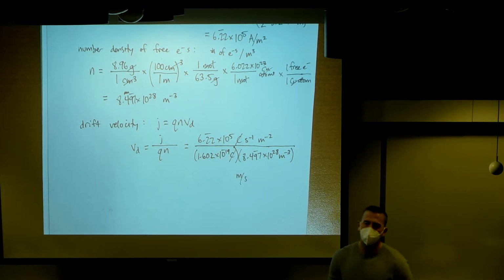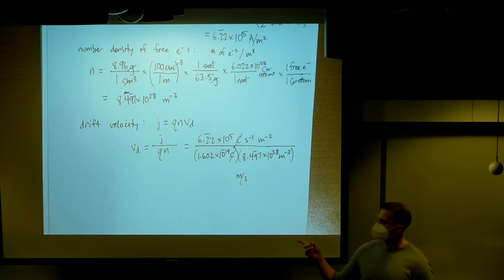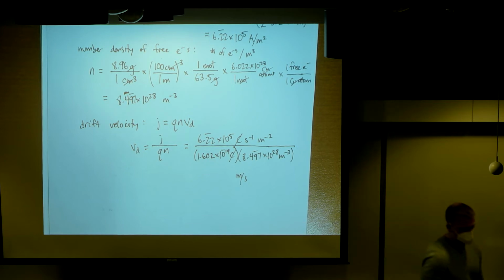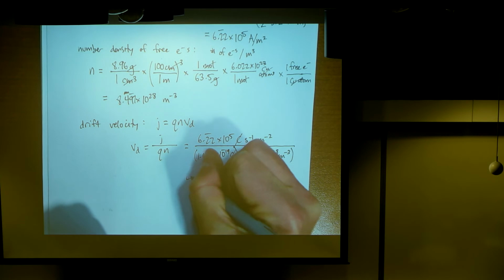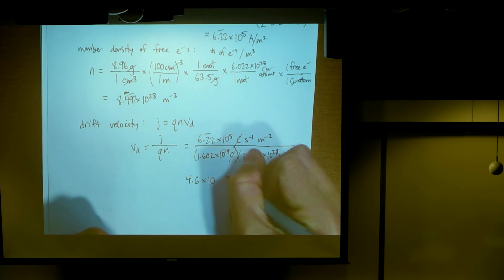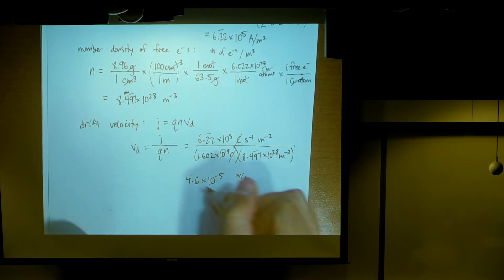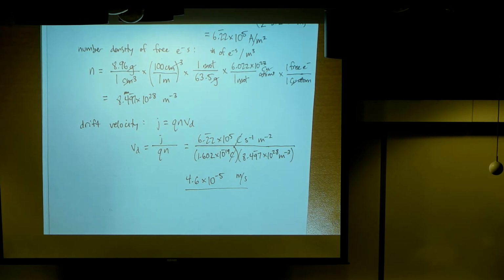You said it was a small number. Is that because the amount of electrons, so there are so many collisions happening, it's reducing? Yeah, that's right. But let's just get the number first, then we'll discuss why it's so small. 4.563 times 10 to the -5. Yeah. 4.6 times 10 to the -5 meters per second.